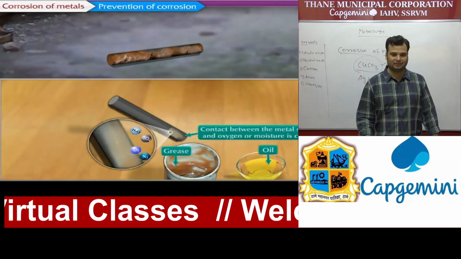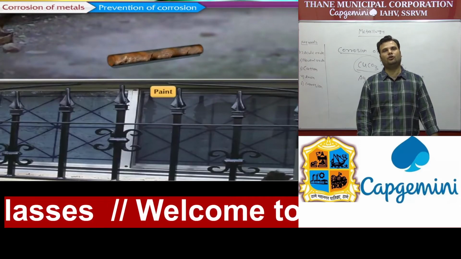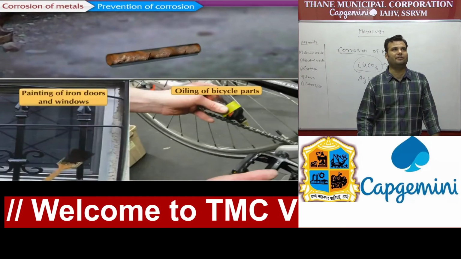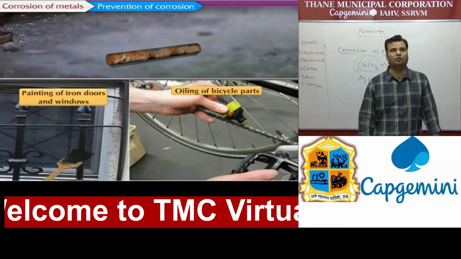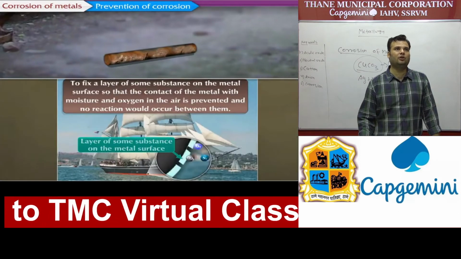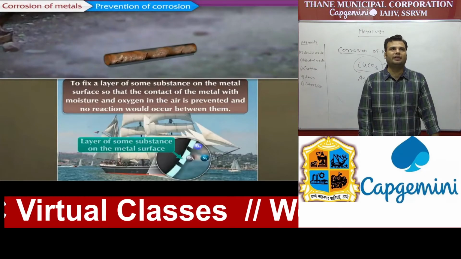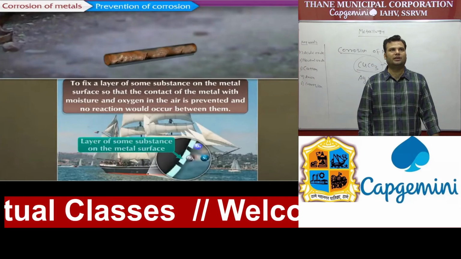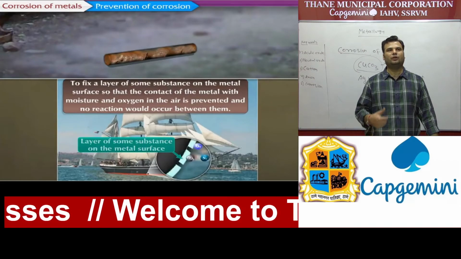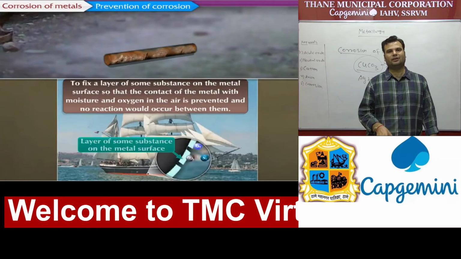So let's see the first thing we have to discuss. You can see in your home, all the iron grills and everything we can paint, but it is only a temporary effect, like painting of iron doors and windows, and oiling of bicycle parts using oils. You fix a layer of some substance on the metal surface, so the contact of the metal with moisture and oxygen in the air is prevented and no reaction would occur between them. So a layer of some other substance on the metal is only a temporary effect, students.